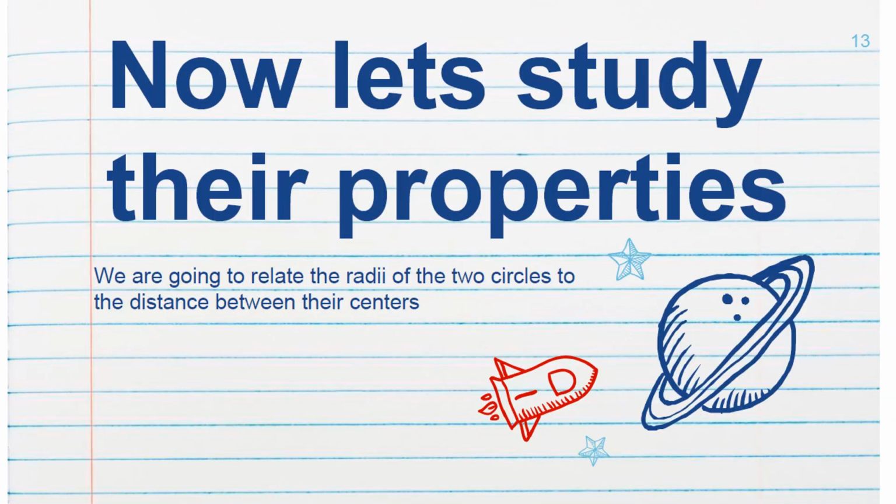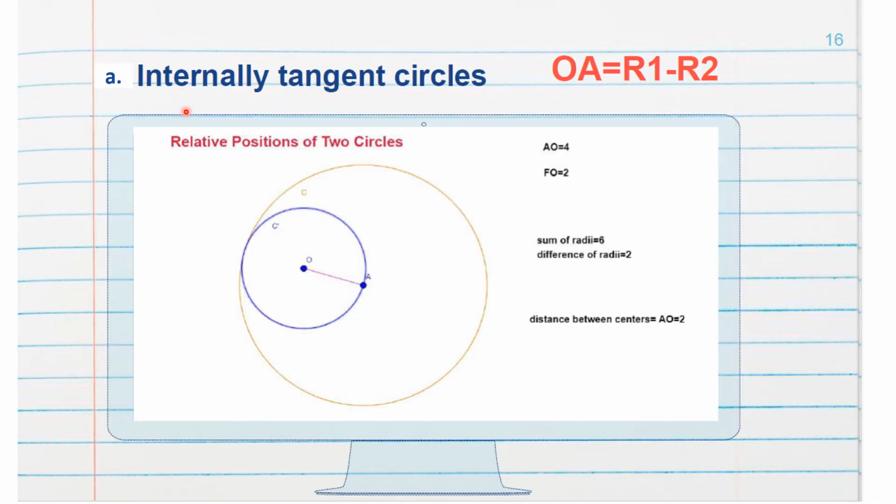Now let's study their properties. We're going to relate the radii, as we said before, of the two circles to the distance between their centers. So starting with the first case, these two circles are tangent internally. They have one common point. Look at the first radius, it's 4. Look at the second radius, it's 2. First of all, we have to add these two radii and to subtract these two radii.